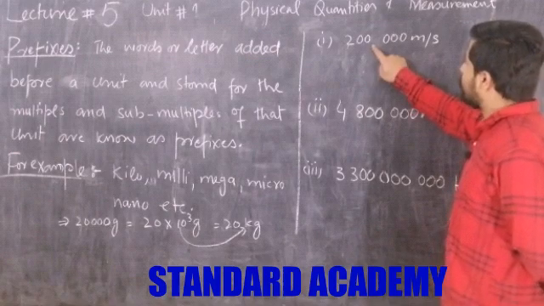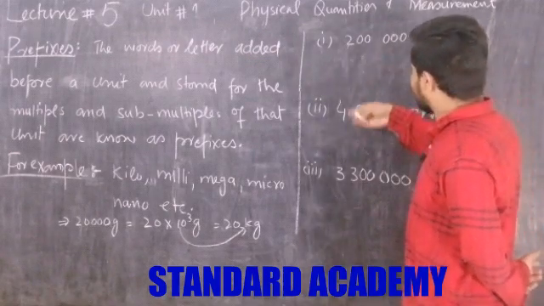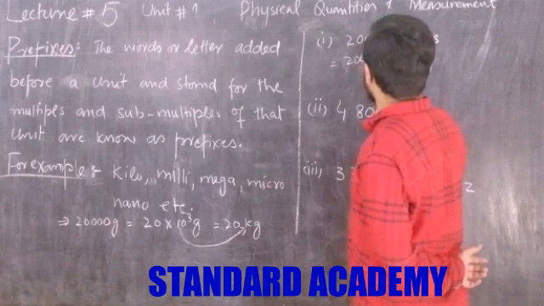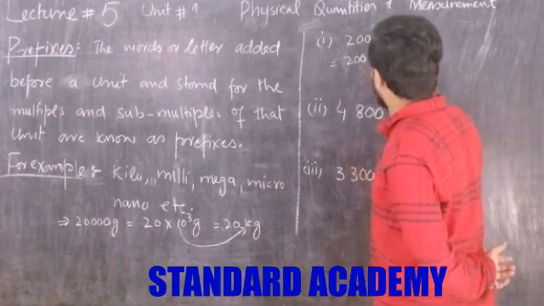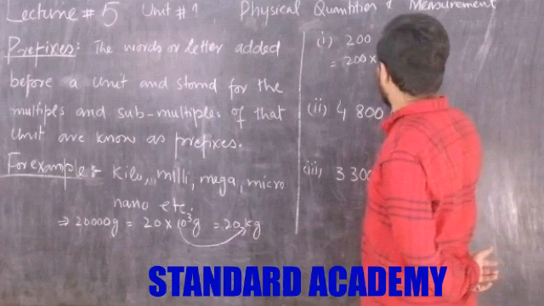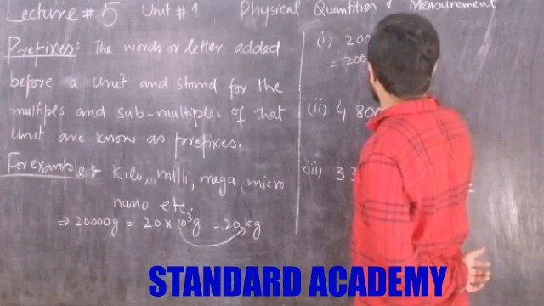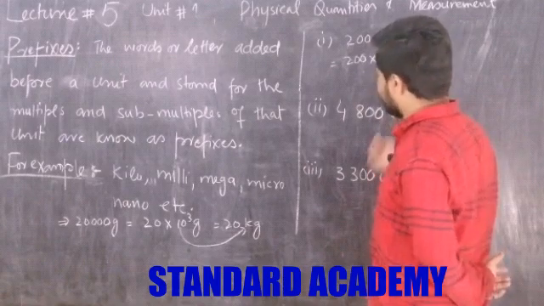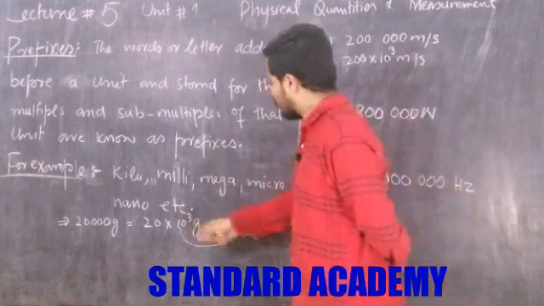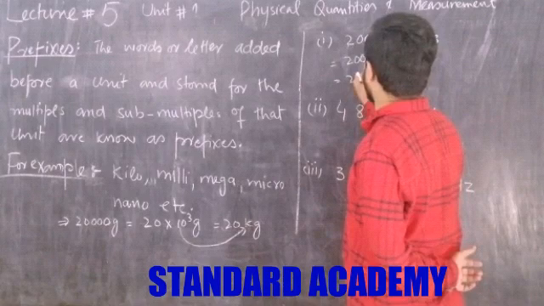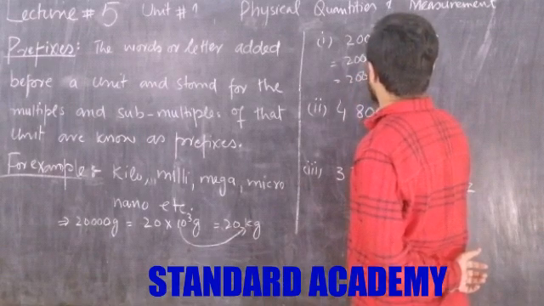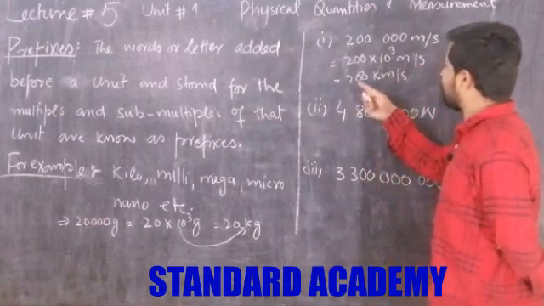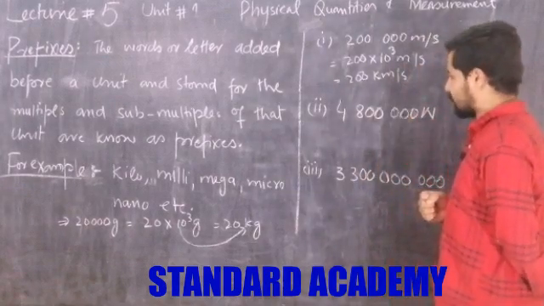So now again, this is the term and we have to write it in the form of a prefix. In the form of a prefix, this is 10 raised to the power 3 and the unit is meter per second, and we know that 10 raised to the power 3 stands for kilo. So I am putting the prefix in place of 10 raised to the power 3. So it becomes 200 kilometer per second.